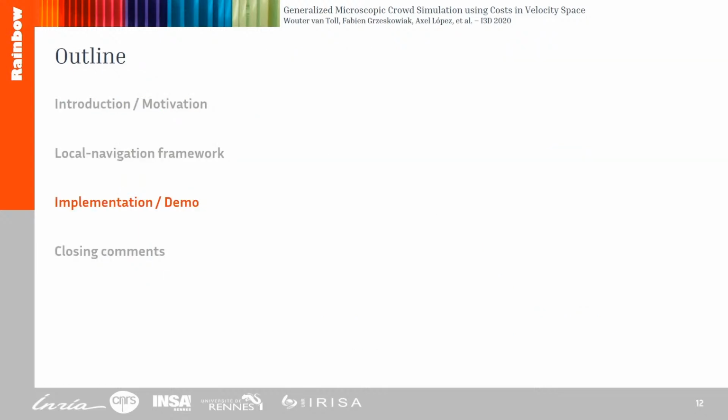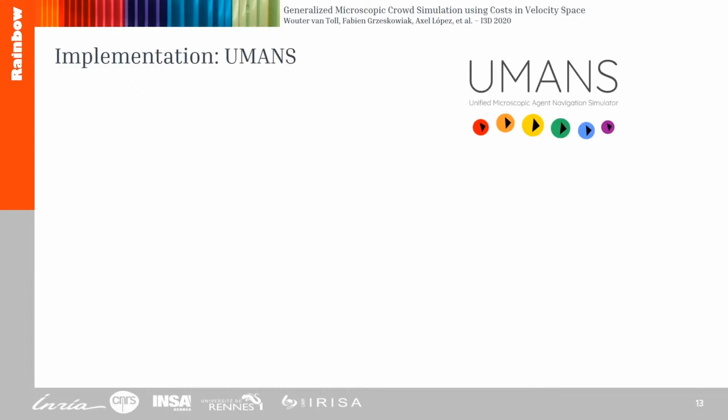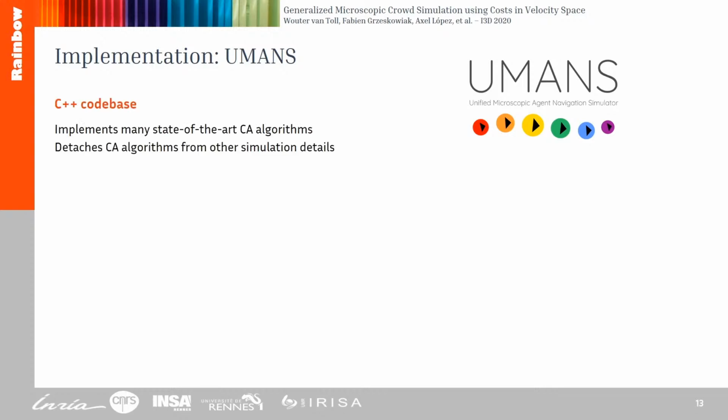Having said that, I will now move on to describing our implementation and showing it in action very quickly. Our implementation is called HUMANS, which is short for Unified Microscopic Agent Navigation Simulator. It's written in C++ and it implements many state-of-the-art collision avoidance algorithms. And these algorithms are detached from the rest of the simulation as much as possible.